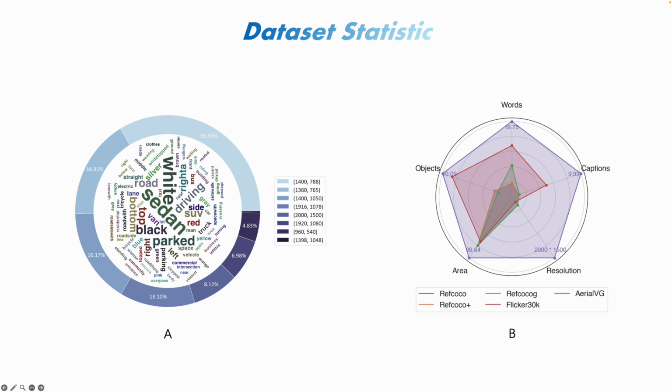Figure A shows the resolution distribution and word cloud for the AerialVG dataset. Unlike the RefCOCO series, where over 70% of images have a resolution around 600 x 650, the AerialVG dataset consists mostly of images with resolutions greater than 1000 x 500. This higher resolution and wider field of view make the AerialVG task more challenging.